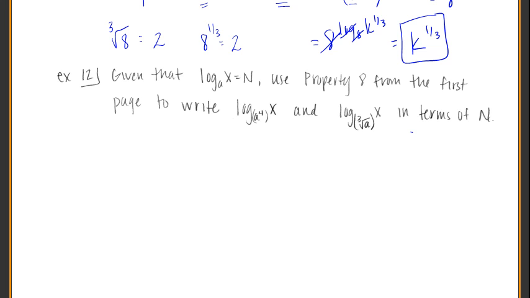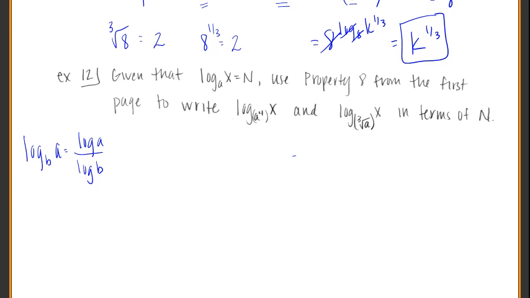Alright, we want to know that given log base a of x equals n, we're going to use property 8 from the first page to write log base a to the 4th of x and log base cube root of a to the x in terms of n. To get this problem started, what I first did is I went and decided to rewrite property 8 for you over here on the left.